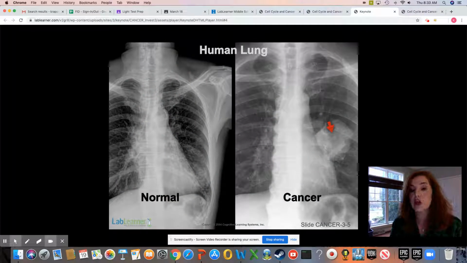So let's look at a human lung. Okay, here is normal. Okay, so if we look at this X-ray, we have normal. We see our ribs, okay, clavicle. Over here is cancer. So we see something that shouldn't be there, that gray area, and that is within the lung here. This darker area is your lung, so this is taking up space within there.